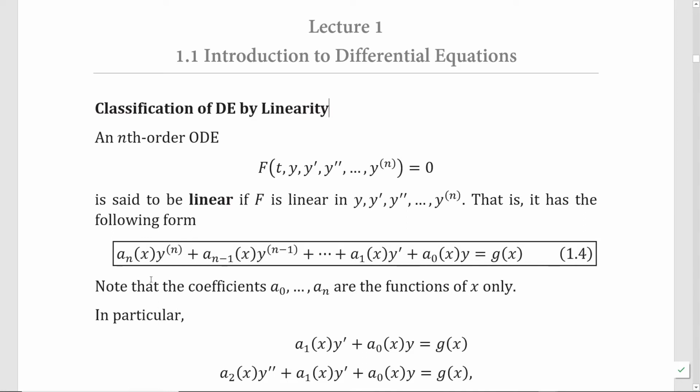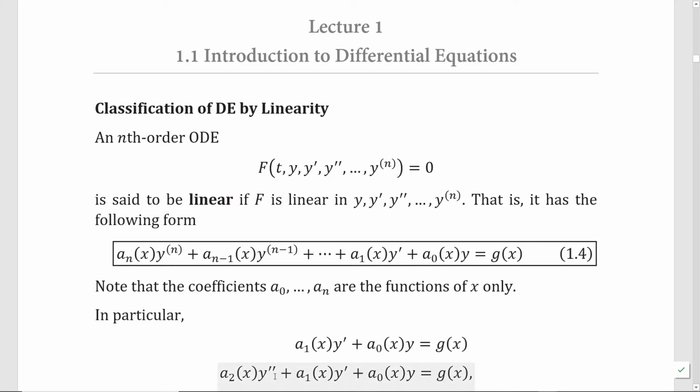Note that the coefficients of the derivatives of y on the left hand side are all functions of x only, and on the right hand side we have some known function of x. In particular, a sub 1 of x times y prime plus a sub 0 of x times y equals some function of x is a first order ordinary differential equation. This is the linear equation.